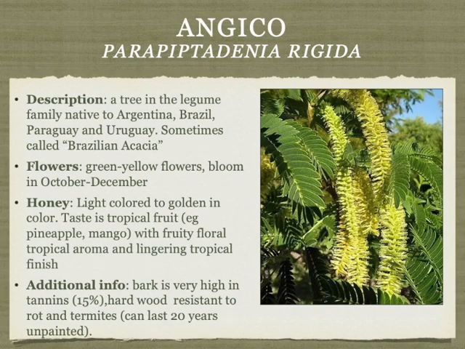Angico. This is a tree in the legume family, and like a lot of plants and trees in the legume family, it's one which honeybees like to work for pollen and nectar. Sometimes it's called Brazilian acacia, and although it's related to that, it's not exactly the same thing as acacia. The honey is light-colored to golden in color. Taste is tropical fruit notes, fruity floral aroma, lingering tropical finish. The tree is interesting in that the hardwood is resistant to rot and termites, which, as you might imagine, in a tropical location, might be important when you're building with wood.